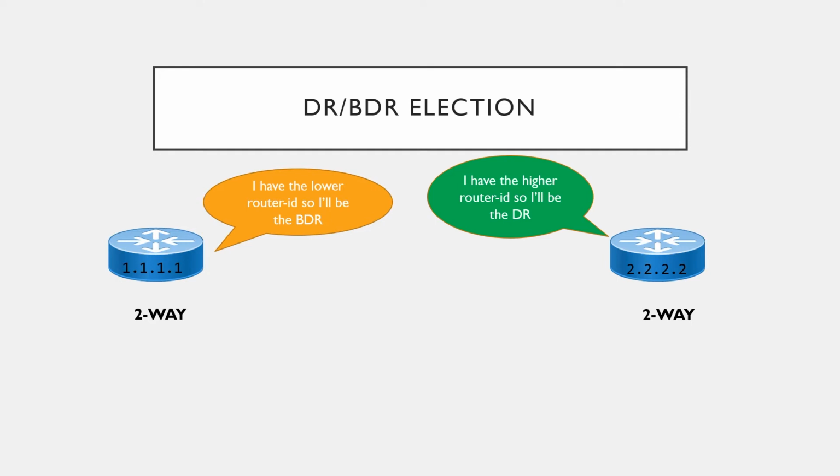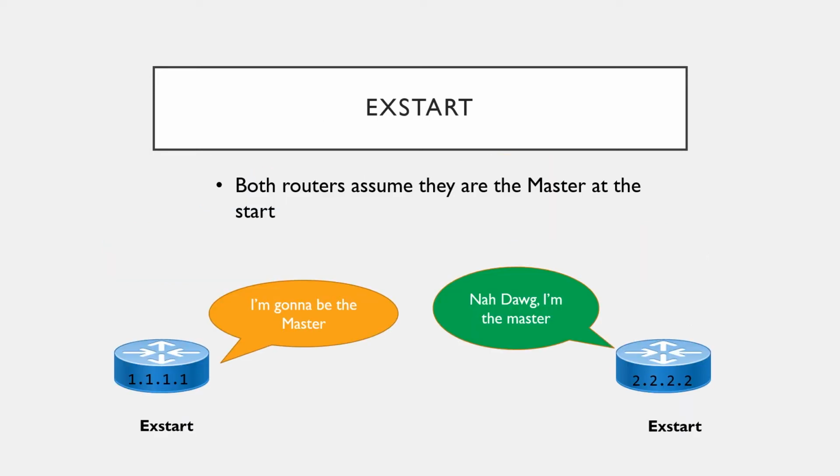Now, at the end of the two-way state, we hold the DR and BDR election. And so whoever's got the highest router ID, which in this case is router 2, he's ultimately going to be the DR, and then router 1 is going to be the BDR. So after we finish that election, we move into the ExStart state.